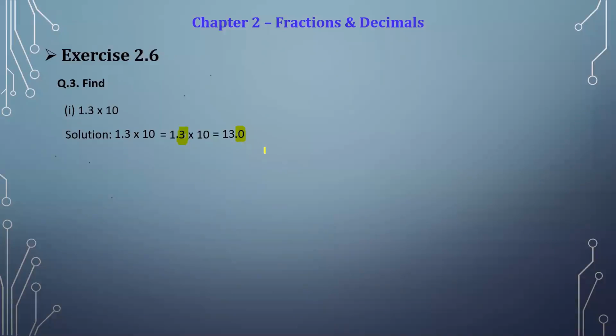And here you can also remove this 0. That means you can write down only 13. After cancelling that 0, only 13 is also acceptable. You can write only 13, or you can also write 13.0. Both are accepted. So in this way we are performing the multiplication. Then the second example is also a similar type of example.